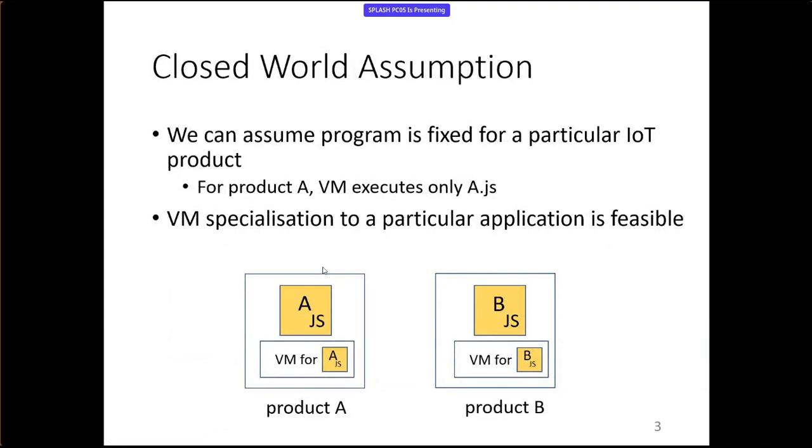In this research, we assume that the program is fixed for a particular IoT product. For example, for product A, the virtual machine only executes this A.js. And for product B, this virtual machine always executes this B.js. In this situation, it is feasible that we optimize the virtual machine for this particular application.